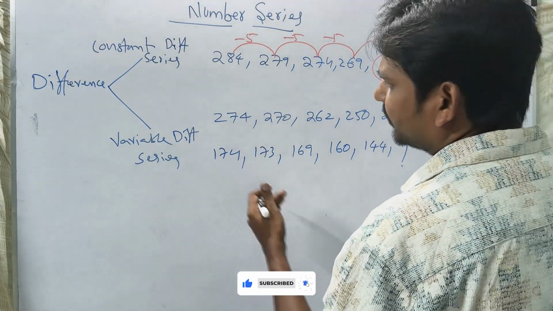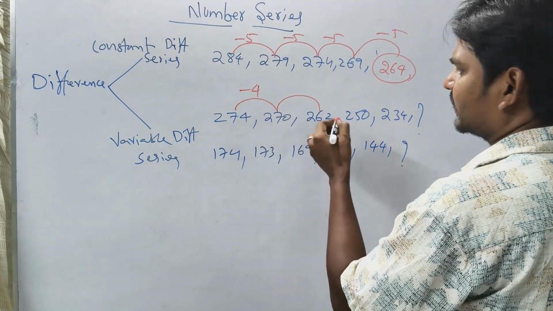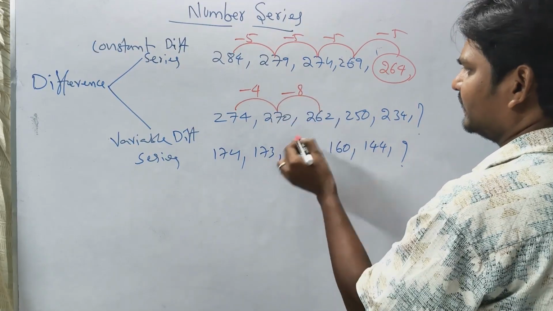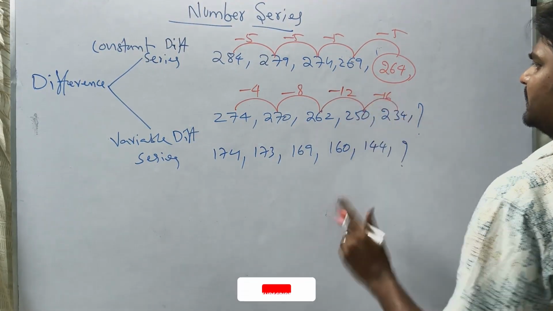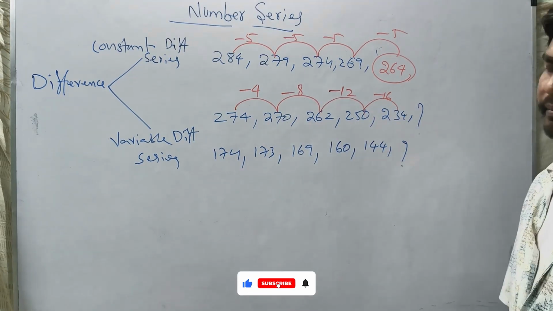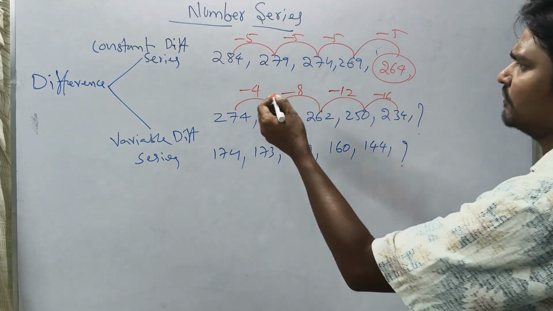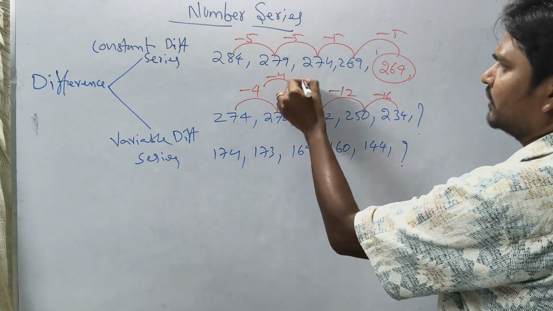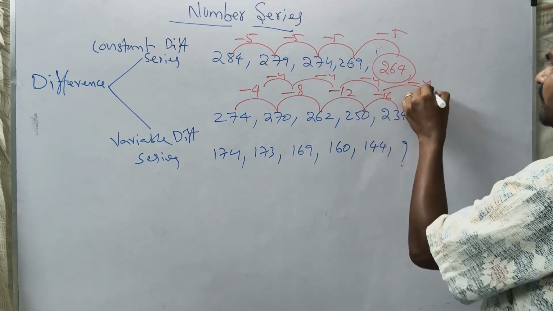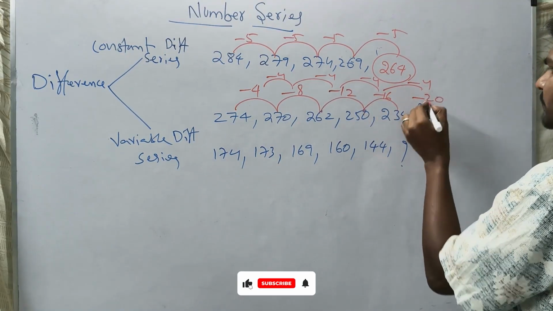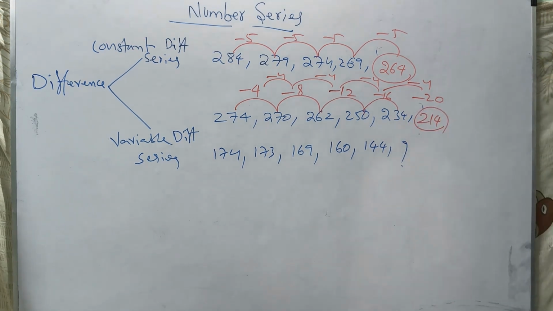Now see, coming to the variable difference series, from first term to second term decreasing by 4, and second term to third term decreasing by 8, correct? Now third term to fourth term decreasing by 12, next decreasing by 16. So what is the pattern here? Multiples of 4 table, correct? Otherwise if you take difference of difference, again minus 4, again minus 4, again minus 4, then next would be minus 20. So then your answer is 214. Clear?